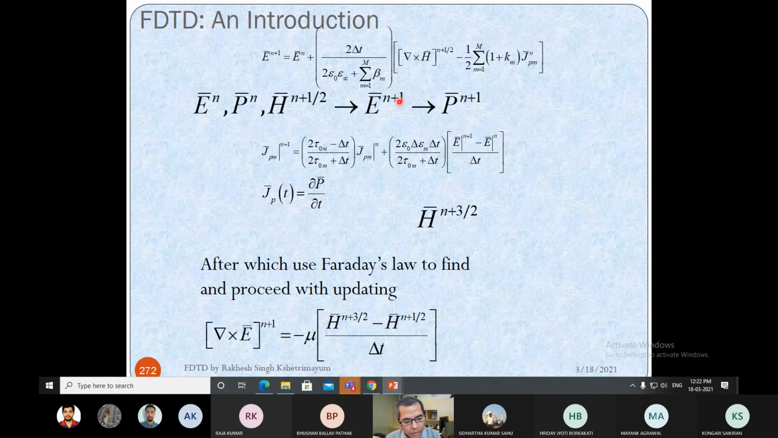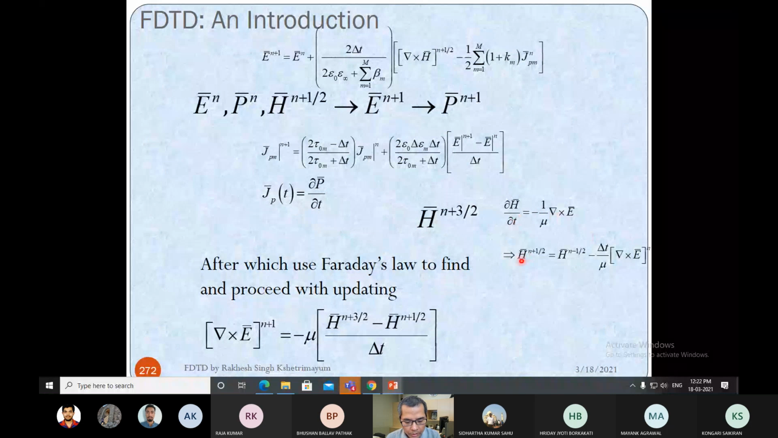Once I have En plus 1, I can also find out Pn plus 1 from this relation. And one more thing is that I can also find out what is H at n plus 3 by 2 from this relation here. So del H by del T is equal to minus 1 by mu curl of E, a Maxwell curl equation. From here you can find out Hn plus half is equal to Hn minus half minus delta T by mu curl of E at nth time instant.